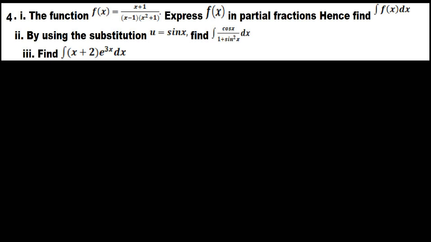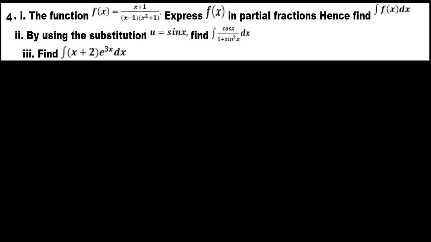In today's video, we are going to be answering GCE 2020 question 4. Question 4 (a) reads: the function f of x is equal to (x plus 1) divided by (x minus 1)(x squared plus 1). Express f of x in partial fractions, hence find the integral of f of x dx.